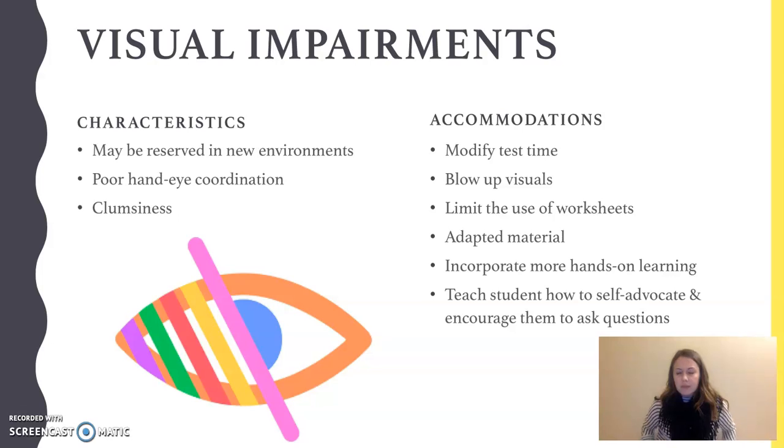Adapted material. These are like large print maps, include braille, flashcards, something that they can see maybe up close. Maybe do activities with a magnifying glass. Hands-on activities, and also teaching students how to self-advocate for themselves, encourage them to ask questions if they can't see something, if they have a question, just giving them that. Assistive technology is also something that can be incorporated into the classroom. Braille devices, auditory devices that can assist them, just different things maybe that can help them better their learning.